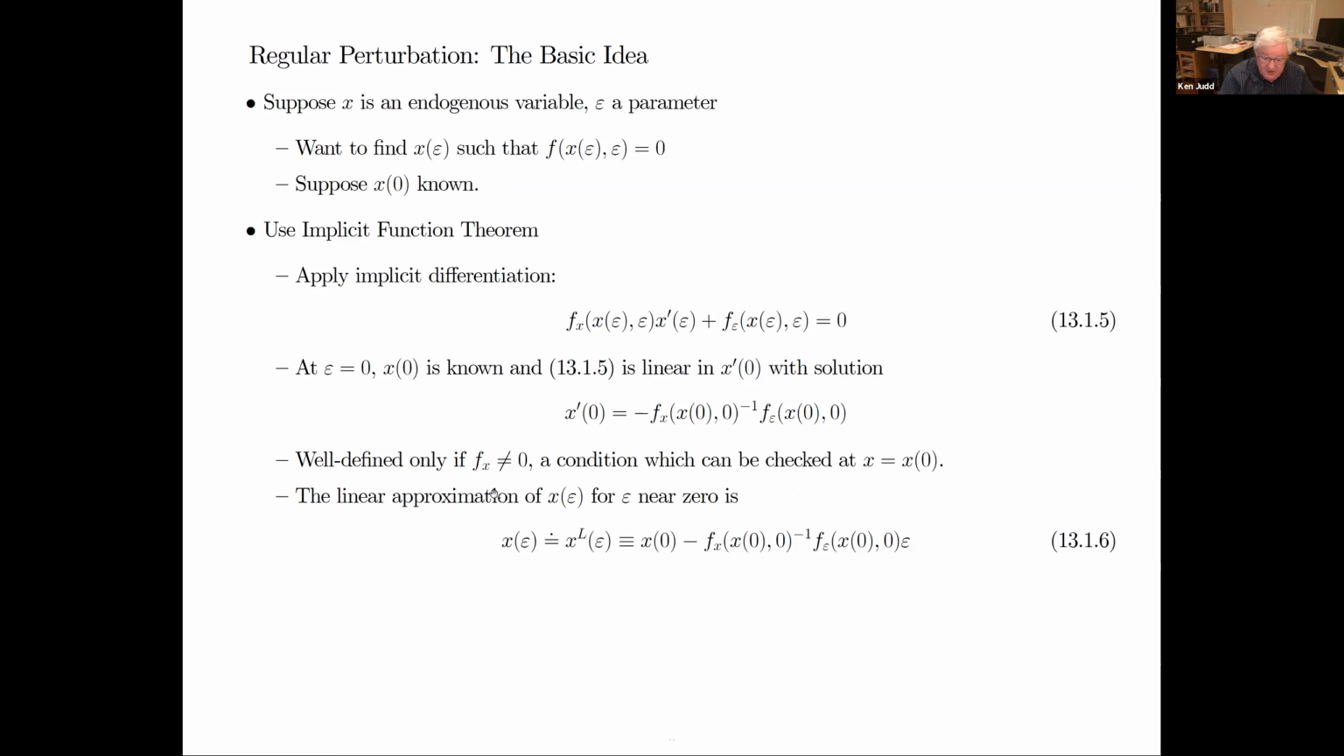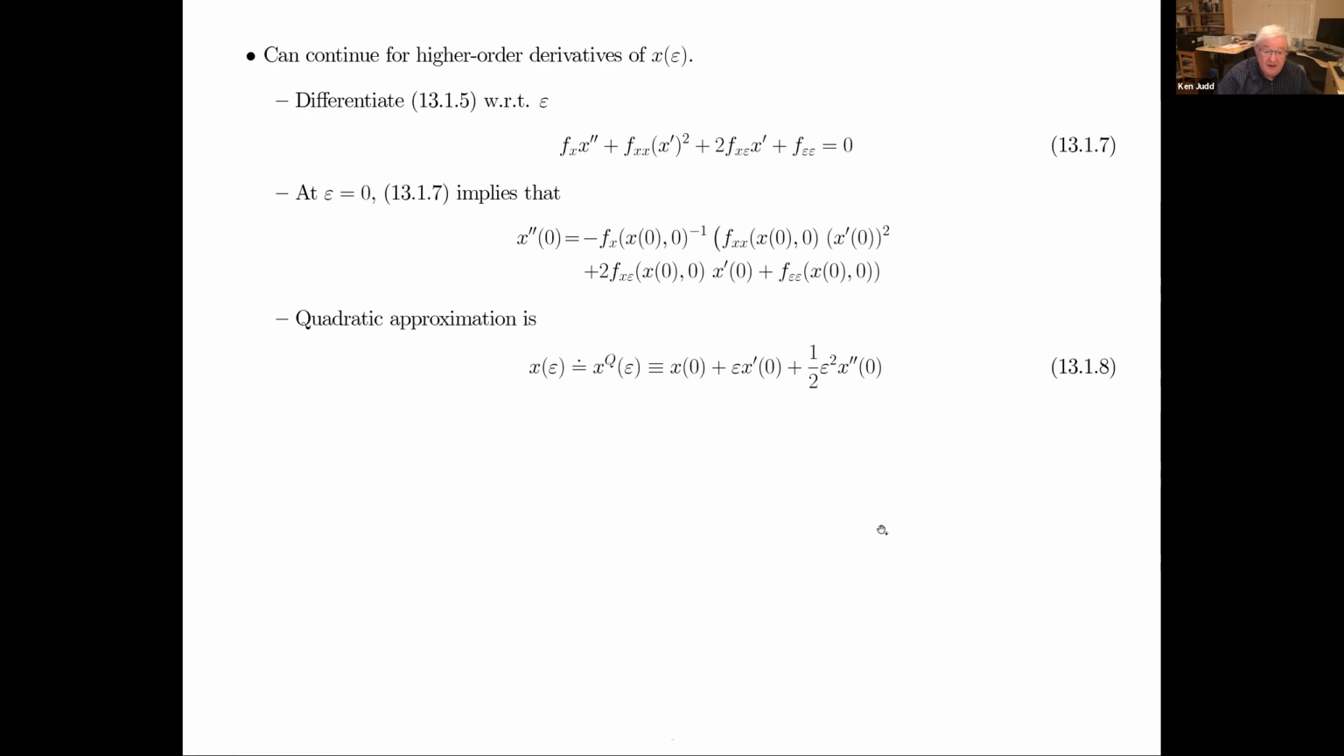And of course, you can check it now. So here's a linear approximation. And then here, you can continue for higher order approximations. So x prime was on a previous slide, x double prime is here. And this can go on ad infinitum. And that's what you're doing in all of these things.